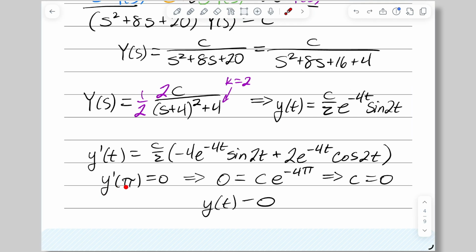We have y prime of pi equals 0, so I need the derivative. I've factored out the c over 2 and used the product rule: negative 4 e to the negative 4t sine of 2t plus 2 e to the negative 4t cosine of 2t. Substituting pi in place of t gives us 0 for the sine of 2t and 1 for the cosine of 2t. Ultimately, that gives us that 0 is c e to the negative 4 pi, and since e to the negative 4 pi isn't 0, c is, and since c is 0, our only solution is y is equal to 0. This only has the trivial solution.